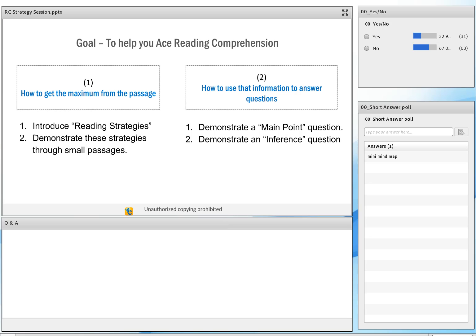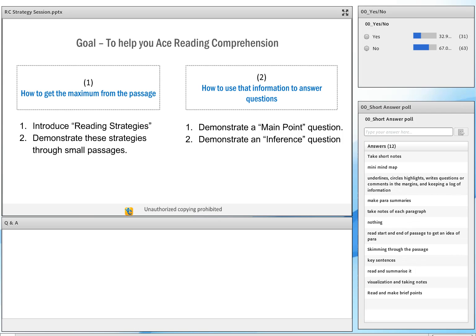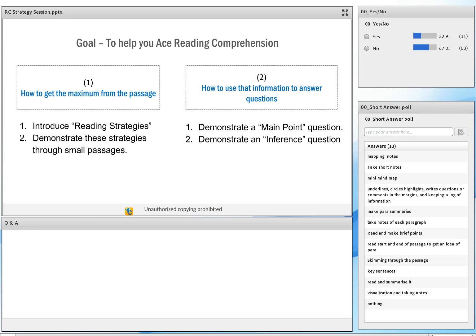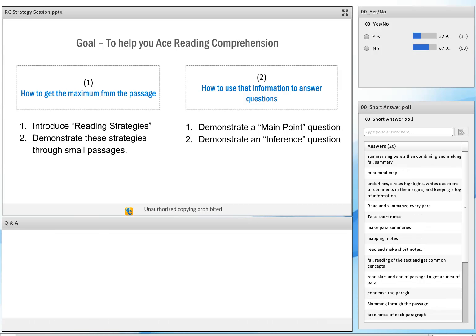Okay, mini mind map. What else? Read and summarize it. Read and make brief notes. Read and summarize. Take short notes. Visualization and taking notes. Skimming through the passage. Read the start. Underline, circles, highlights. Write questions in the margin. Keeping a log of information.